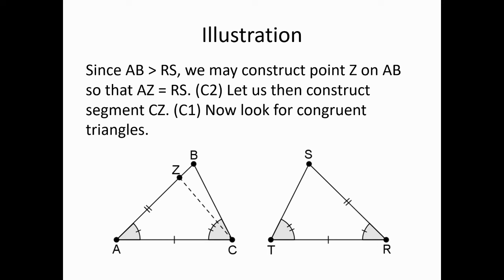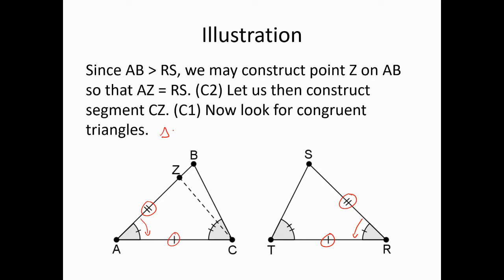Well, look at triangle AZC and triangle RST. Yes, I said AZC, not ABC. Well, let's see. I know that AZ of one is equal to RS of the other. I know that AC of one is equal to RT of the other. Oh, and look, the included angles are equal as well. The angle at A in one is equal to the angle at R in the other. So yeah, those triangles are congruent by SAS congruence. So I said look for congruent triangles, and here they are.